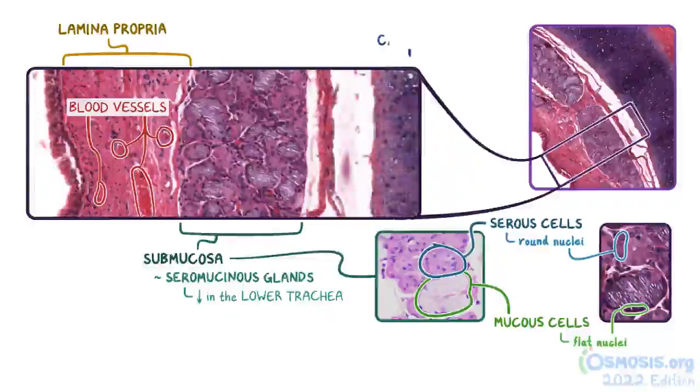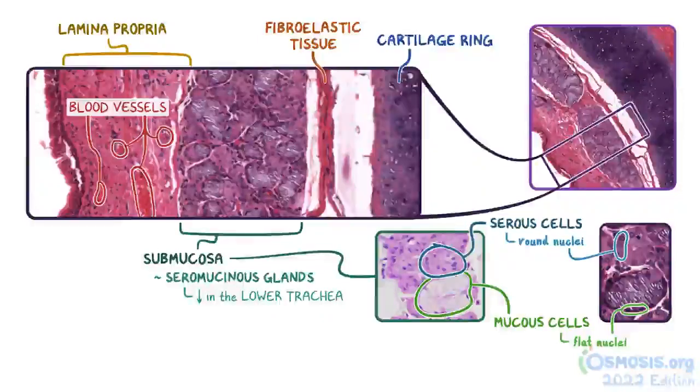Between the submucosa and the cartilage ring, there's usually a very thin layer of fibroelastic tissue. The white space on both sides of the layer is just an artifact from preparing the slide. It's also normal to find this layer missing, and the submucosa will simply merge with the perichondrium of the cartilage ring.